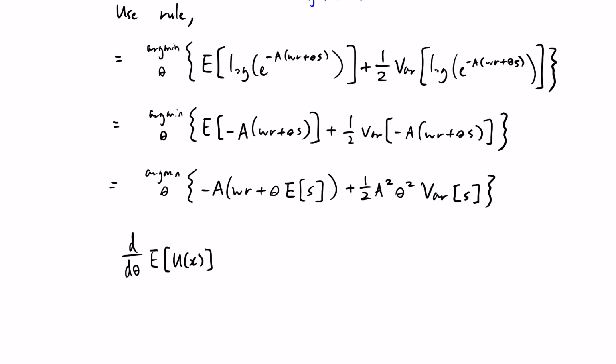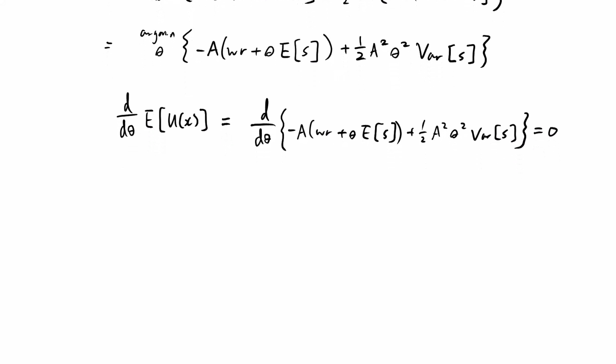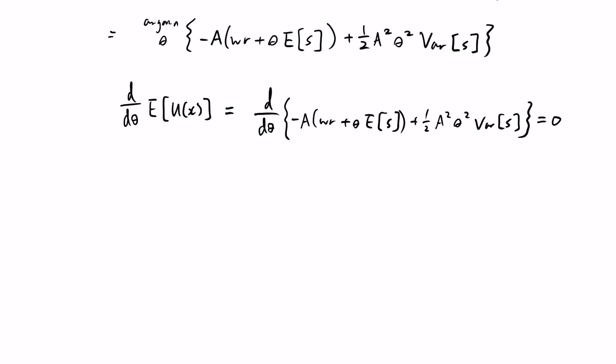Taking the derivative of the utility becomes taking the derivative of this function right here. So you take the derivative of this function, negative A (WR plus theta E[S]) plus half A squared theta squared variance of S. Okay, all right. This is actually not hard, and then you set it to 0, right? You set it to 0. This is actually not a hard math problem to do at all. It's very straightforward. You just take the derivative accordingly.